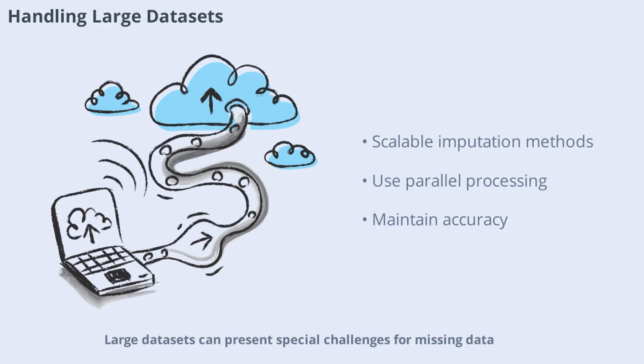Large datasets can present special challenges for missing data. Imputation methods that work well on small datasets may be too slow or resource-intensive for big data. Scalable techniques, such as parallel processing or using specialized libraries, can help you handle missing data efficiently without sacrificing accuracy.